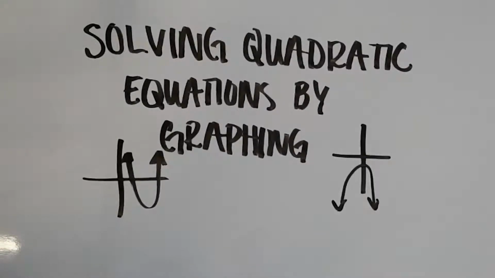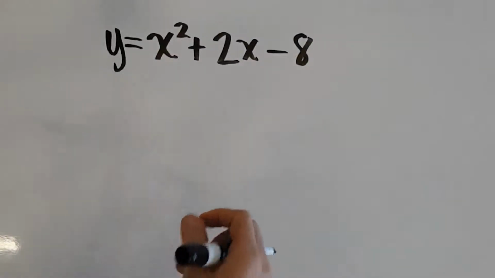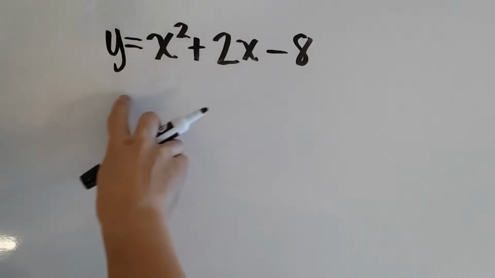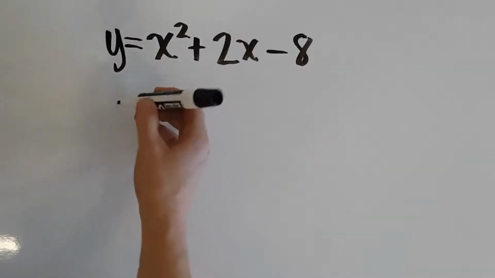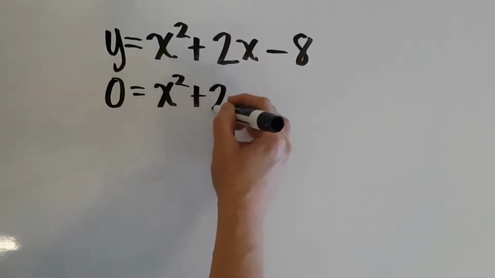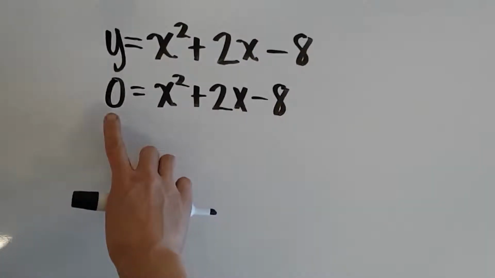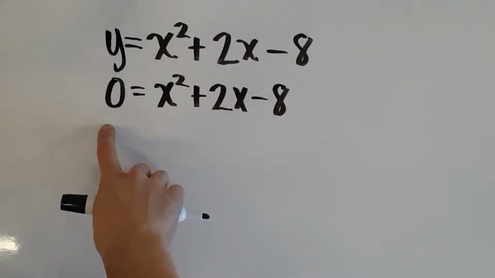In this video, we're going to talk about how we solve quadratic equations by graphing. If we have the equation y equals x squared plus 2x minus 8, and they're asking us to solve this, we always solve equations when our quadratic is equal to 0. So if I substitute a 0 in for y, what I'm really doing, if I think about that graphically, is I'm trying to find the spot on our graph where our y value is equal to 0.